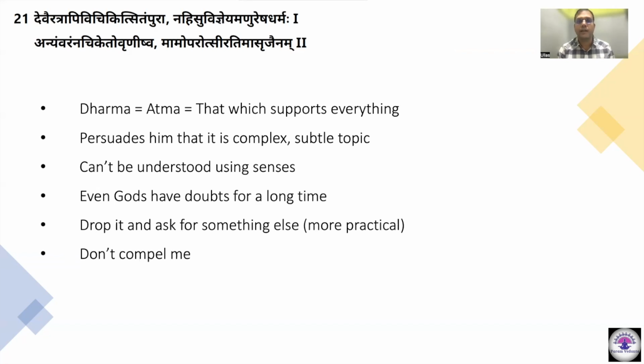We know how subtle an atom is. We cannot just see it with our sense organs. So it needs a very, very sharp instrument of our body-mind complex. Very sharp intellect is needed to understand this. And even the Deveshu api, even the gods haven't understood it. They themselves have a lot of doubts. Pura, for a long time. It's not something that has come yesterday. This is a topic which people are trying to understand, even the gods are trying to understand for a very long time, and they still have a lot of doubts about it.